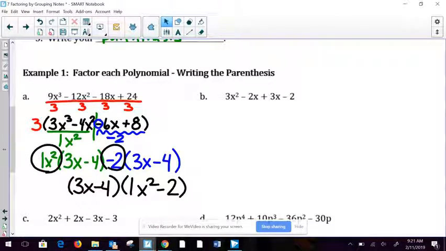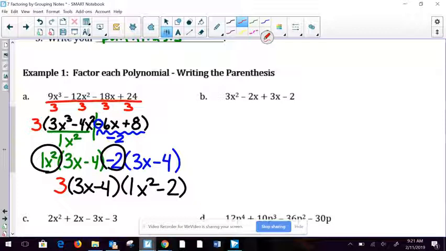Oh, wait a second. Do you remember that 3 that we divided by in the beginning? That goes in my front. So when we do this, if we were to go back and box it out and expand this fully, we should get back to our answer where we began. Let's go ahead and look at another one that doesn't have a GCF.